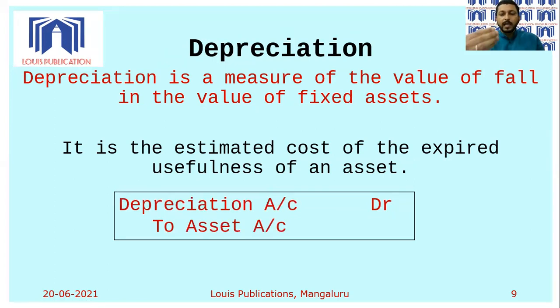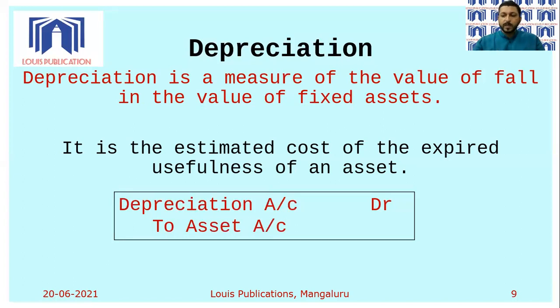Why? Because salary is an expense. You pay salary to the employees. Rent is an expense. You pay rent to the landlord. Insurance is an expense. You pay premium to the insurance company. Audit fees is an expense. You pay fees to the auditors. But depreciation, you don't pay any money to the asset. But the business is deriving benefit. That's why depreciation is called a non-cash expense.